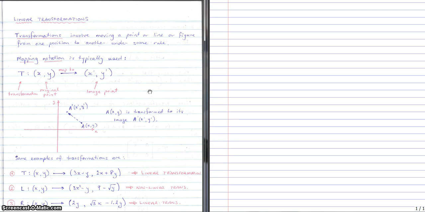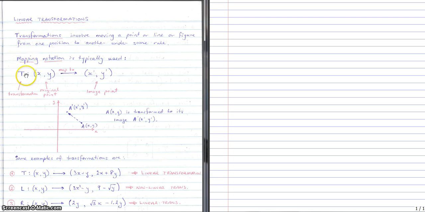Essentially you are familiar with what transformations are because we've done it in methods when we've transformed graphs, whether it be a quadratic, a parabola, or a hyperbola, or a truncus, or whatever. We've transformed it using a dilation factor, or translation, or a reflection. What we're looking at now is a similar sort of idea, but we are moving, in this case, a point or a line or a figure from one position to another under some rule.